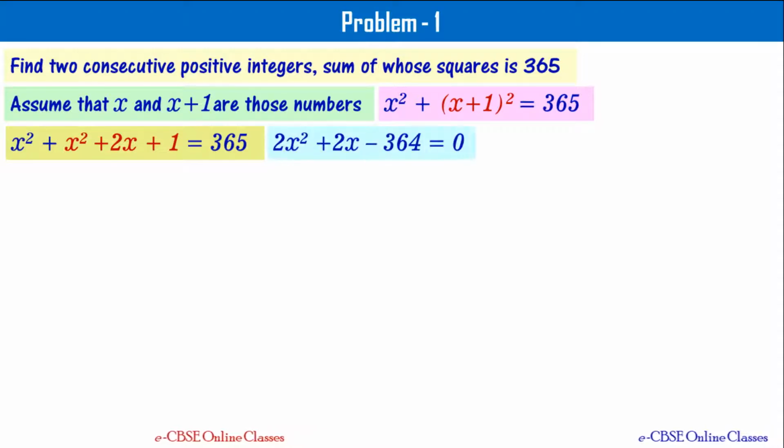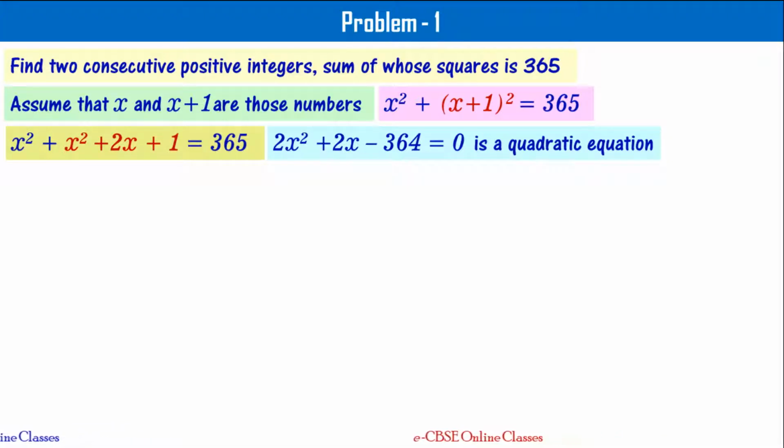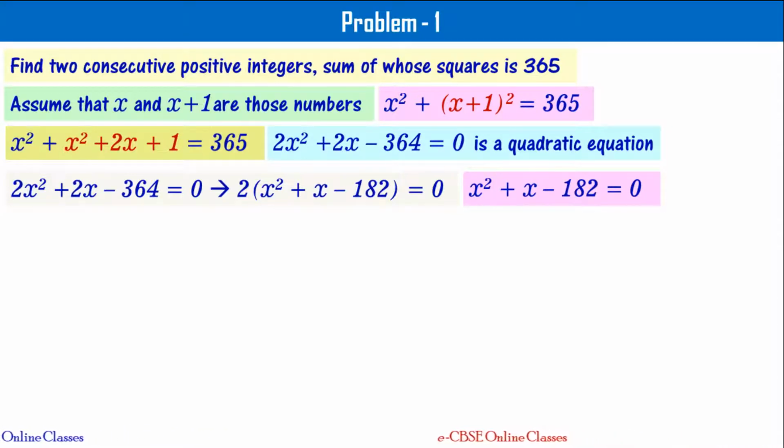This can be simplified and rearranged as 2x square plus 2x minus 364 equal to 0, right? Since it is in the form of ax square plus bx plus c equal to 0, we can say that it is a quadratic equation. And if you observe this particular equation, this has got 2 as a common factor across all the terms, right? So let's take 2 as a common factor out so that you can write it as 2 times (x square plus x minus 182) equal to 0. It essentially means that x square plus x minus 182 equal to 0.